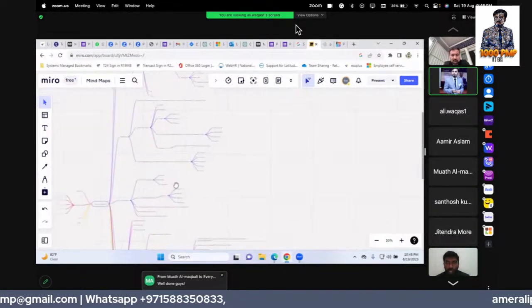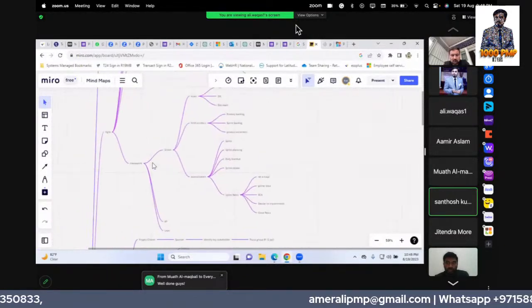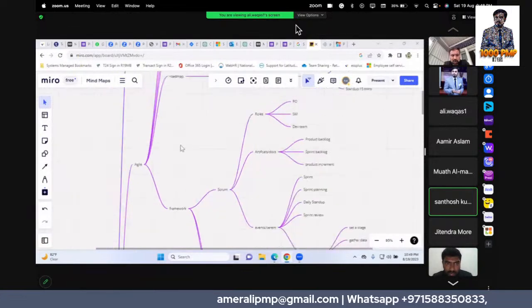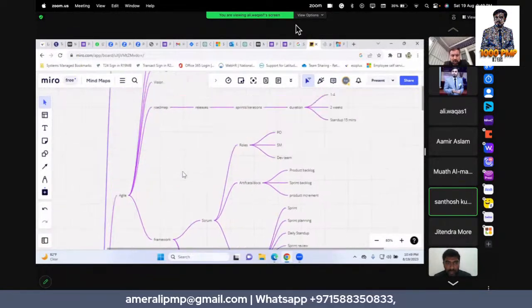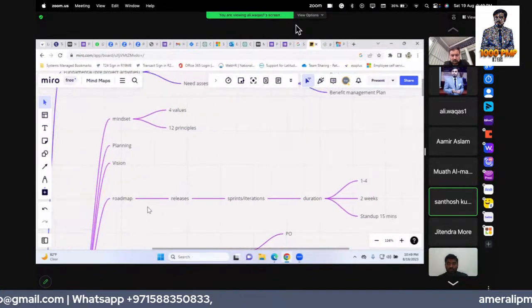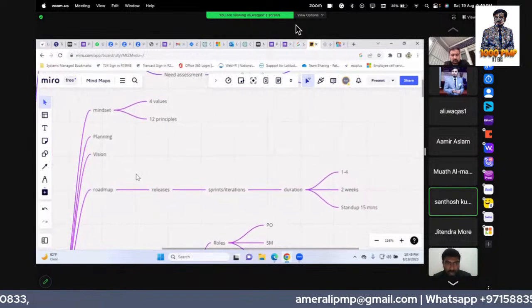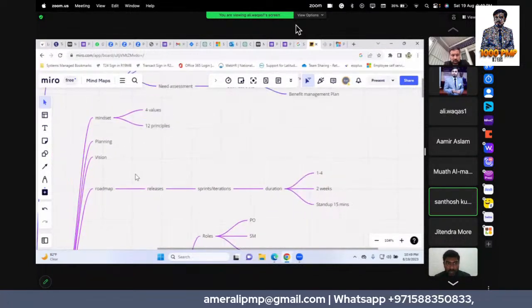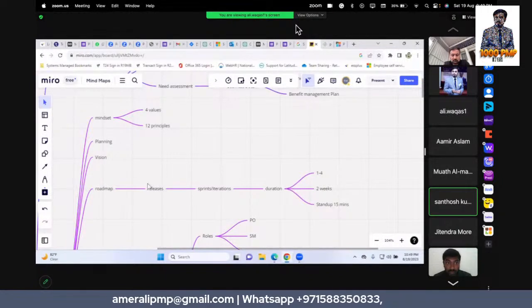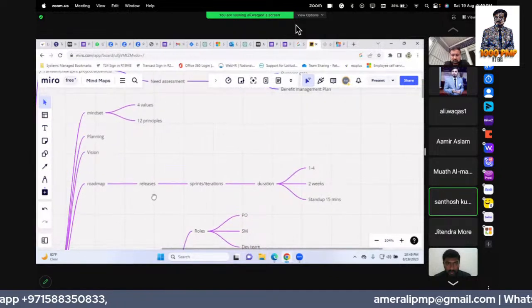You start from Agile. Agile, yeah. Agile is a mindset. Agile is based on the 4 values and 12 principles. The 4 values are: individuals and interactions over process and tools, working software over documents, customer collaboration over contract negotiation, and responding to change over following a plan. So these are the 4 values and 12 principles.